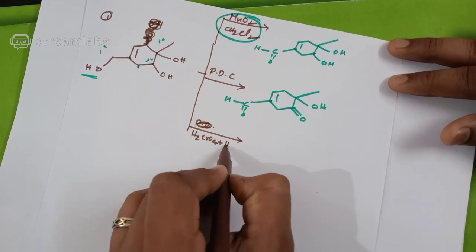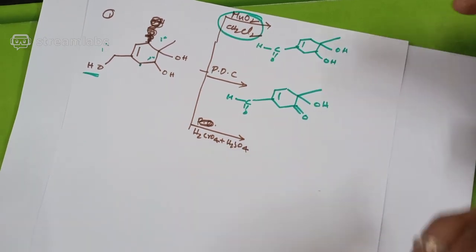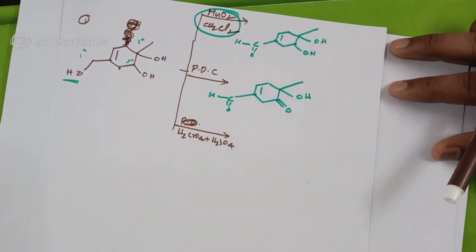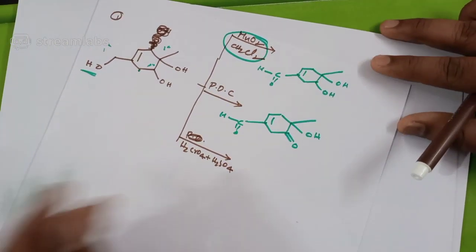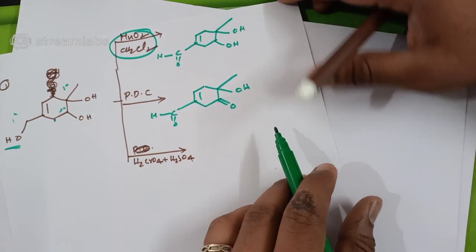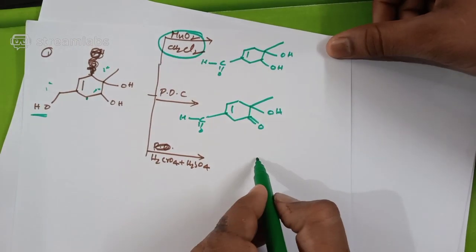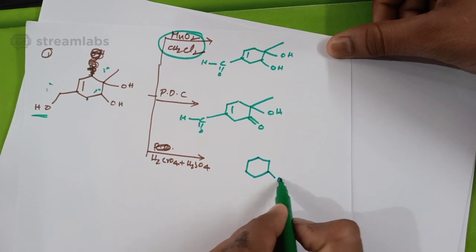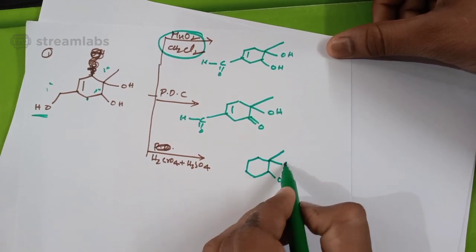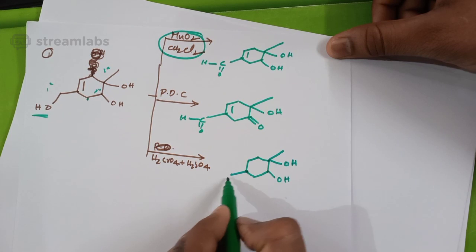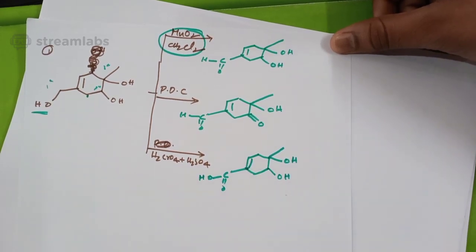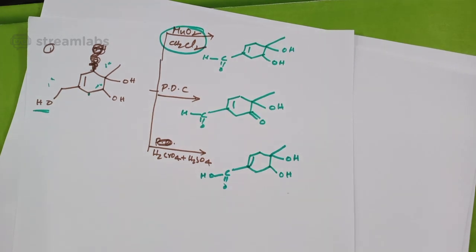H2CrO4 plus H2SO4 I am using. Now see, it acts as a strong oxidizing agent, so it can oxidize secondary alcohol to ketone, tertiary alcohol no reaction, but primary alcohol gives carboxylic acid, this double bond as usual. So this is the compound, right?